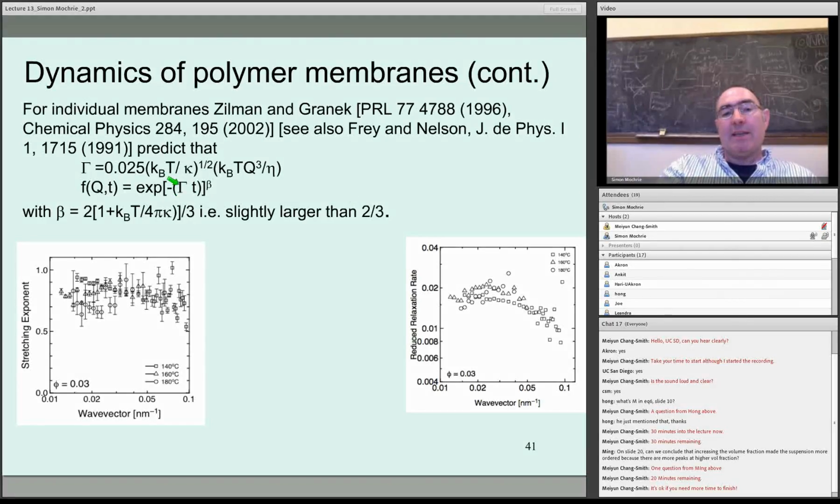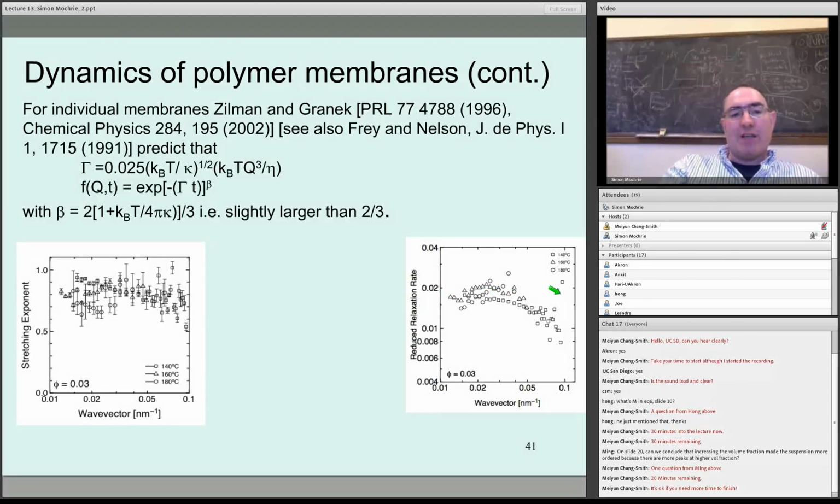characteristic rate that appears in the stretching exponent has a signature wave vector dependence, q cubed. If we normalize the measured values of gamma obtained from fitting the intermediate scattering function with the predicted values from this Zilman and Granek paper, then we find a value of 0.2 for the ratio.